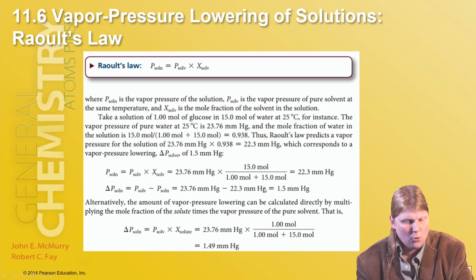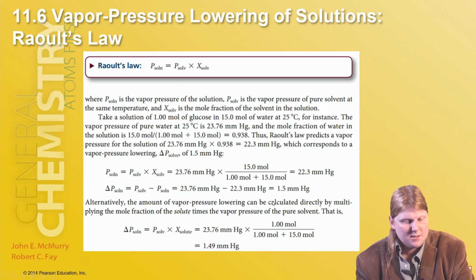Then they calculate a change. There's a vapor pressure lowering. Alternatively, the amount of vapor pressure lowering can be calculated directly by multiplying the mole fraction of the solute times the vapor pressure of the pure solvent. So if you wanted to get the change, you can take the solute times the solvent, and that'll give you the change. Some students find this an easier way of calculating, because remembering to do this as the solvent can sometimes be confusing. So they'll do the mole fraction of the solute times this and then do a subtraction. You subtract this 1.49 from the 23.76 and you'll get 22.3.